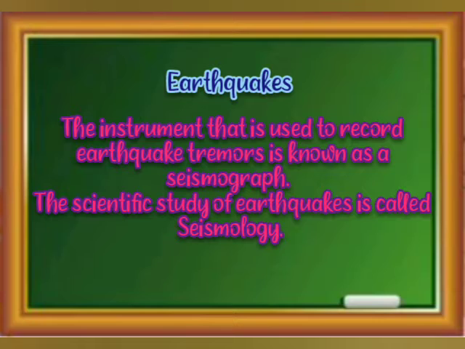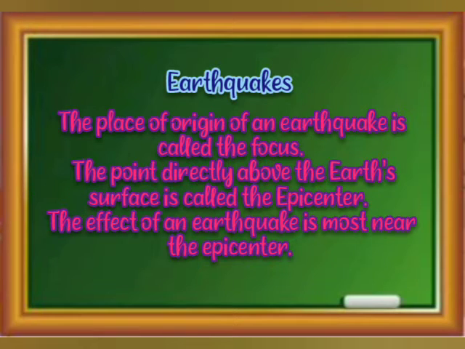And the instrument that is used to record earthquake tremors is known as a seismograph. And the scientific study of earthquakes is called seismology. The place of origin of an earthquake is called focus. The point directly above it on the earth's surface is called the epicenter. The effect of an earthquake is most near the epicenter.